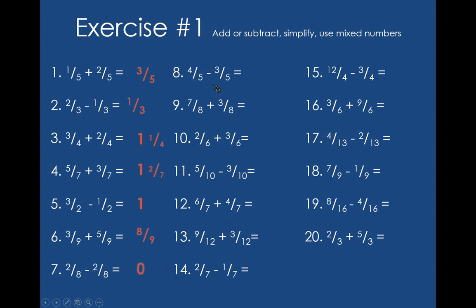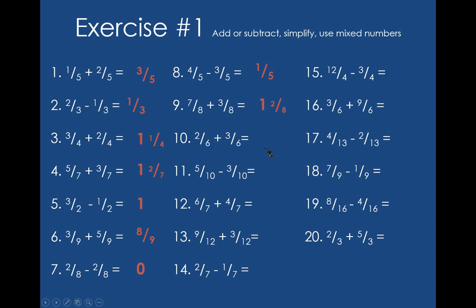Next natin, 4/5 minus 3/5 is equal to, so 4 minus 3 magiging 1/5. Ito naman, 7/8 plus 3/8. So, simple lang, 7 plus 3 magiging 10/8. Kunin ang lowest term, which is mixed number. So, the answer is 1 and 2/8. Paano nangyari? 8 times 1, 8 plus 2, 10/8.